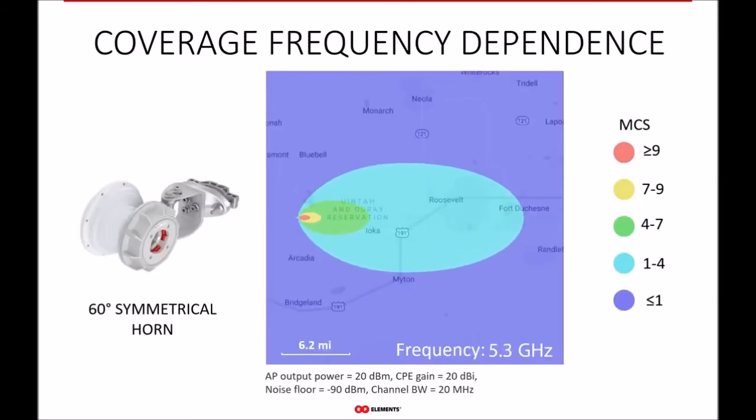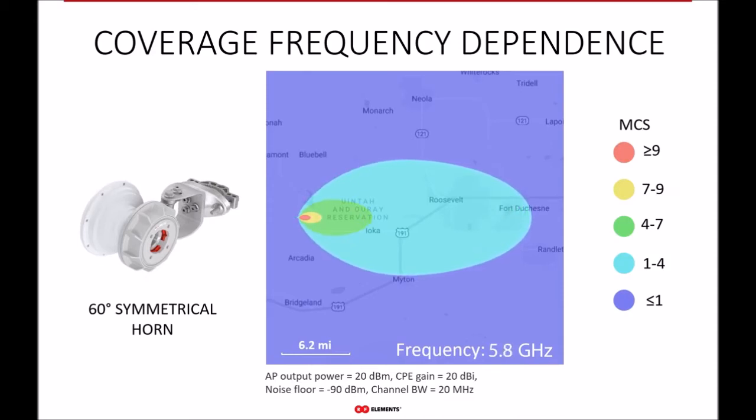Here we can see a result of simulation with the 60-degree symmetrical horn. And so this is the projection on the map. But mind you, these are also results of the real physics simulation. That's why below the picture, we also show the parameters we used for this calculation.